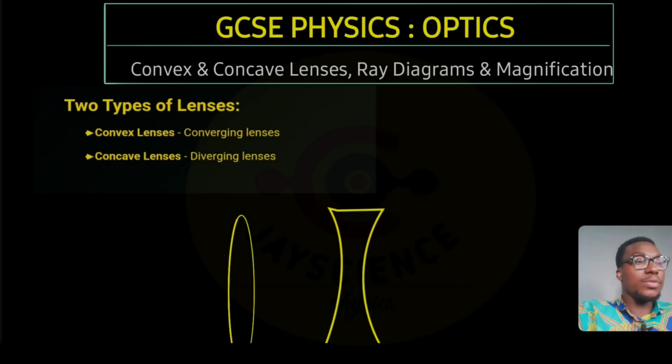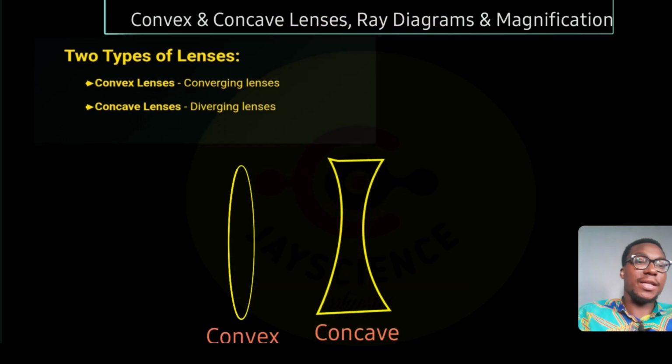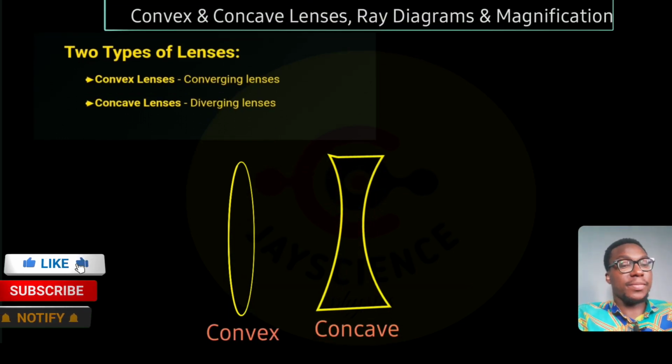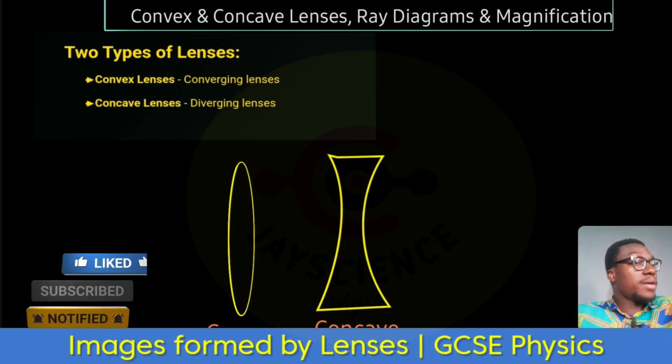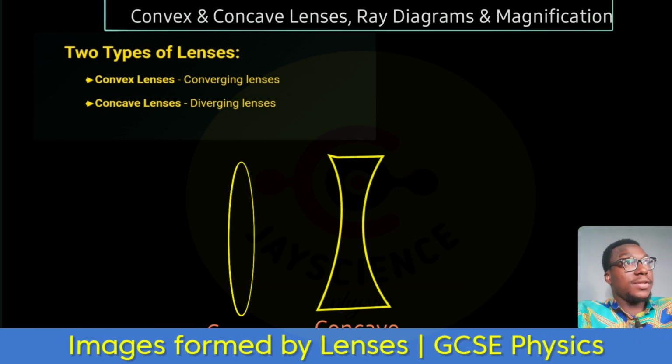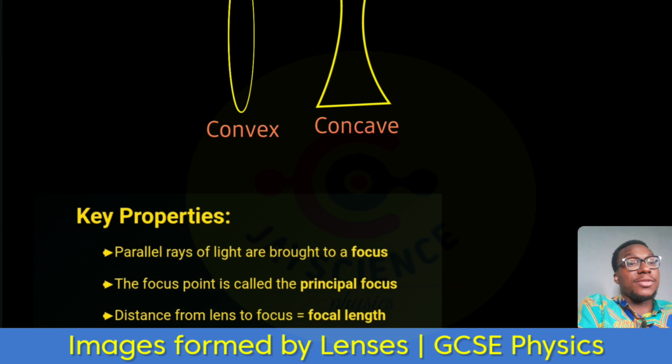There are two major types of lenses. We have the convex and then we have the concave. What's the difference? In a convex lens, parallel rays of light are brought to a focus. In that case, we call it the principal focus.